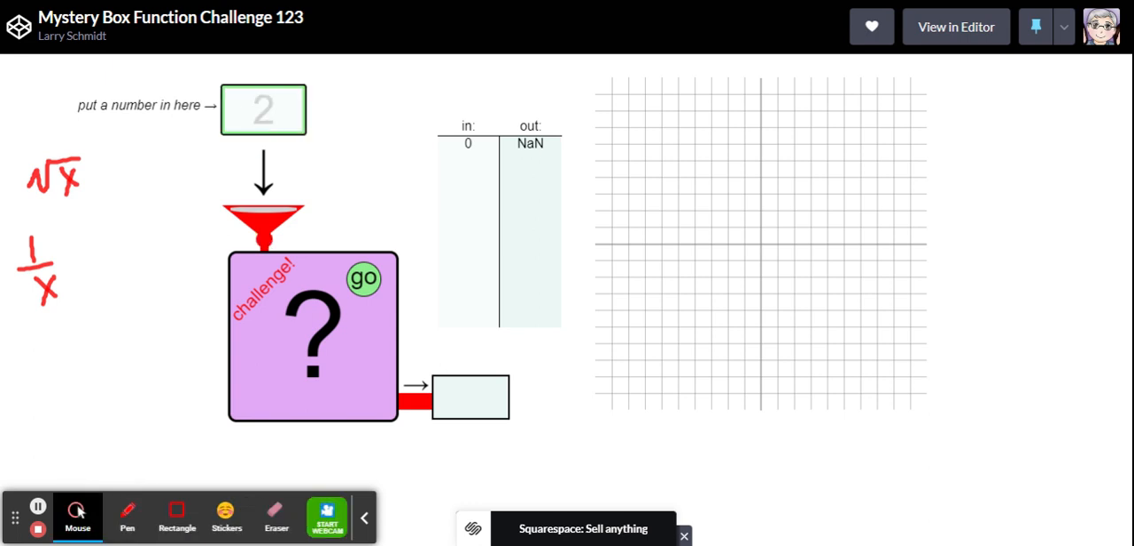Let's try 2. Some decimal there. I guess I should have tried a 1. Oh, that's interesting. So 1 gives us 1. How about a 3? And I'm going to try a 4 as well. Oh, that's curious. So 4 gives us 0.5.